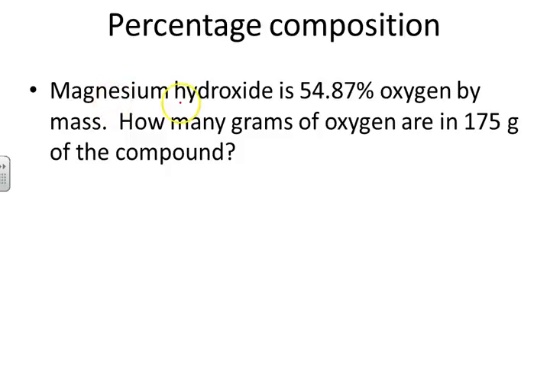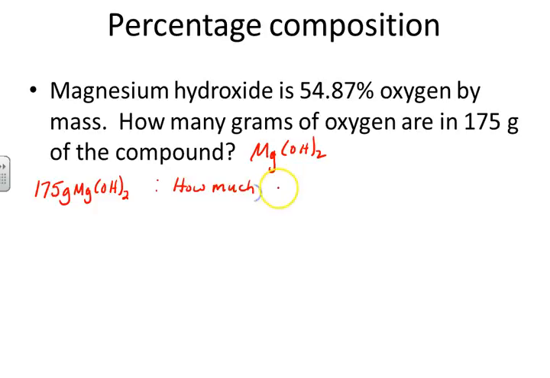In this problem, we're going to look at maybe a use of percentage composition, one example at least. We'll have others as we go along. But in this problem, we have some magnesium hydroxide, which is Mg(OH)2, and it's 54.87% oxygen by mass. We want to know if we can take the oxygen out of this compound, what mass of oxygen could we get if we have 175 grams of the magnesium hydroxide. So we have 175 grams of Mg(OH)2. How much oxygen?